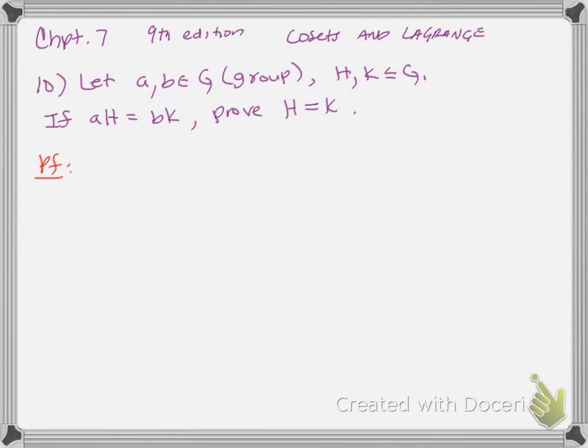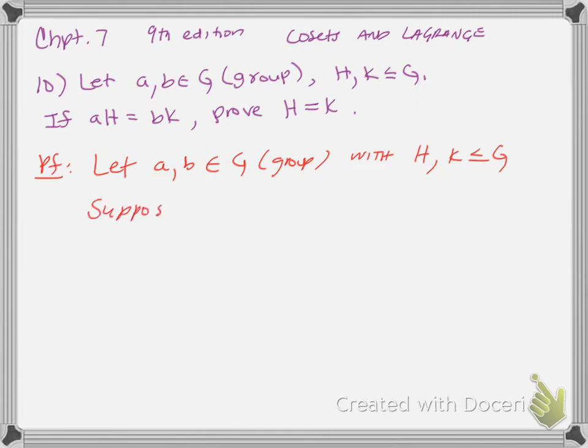Okay. So again, starting off this proof, just general information. Let A, B belong to this group G. I'll assume with H and K being subgroups of G. And suppose AH equals BK. Okay. Show what? We have to show that H equals K.